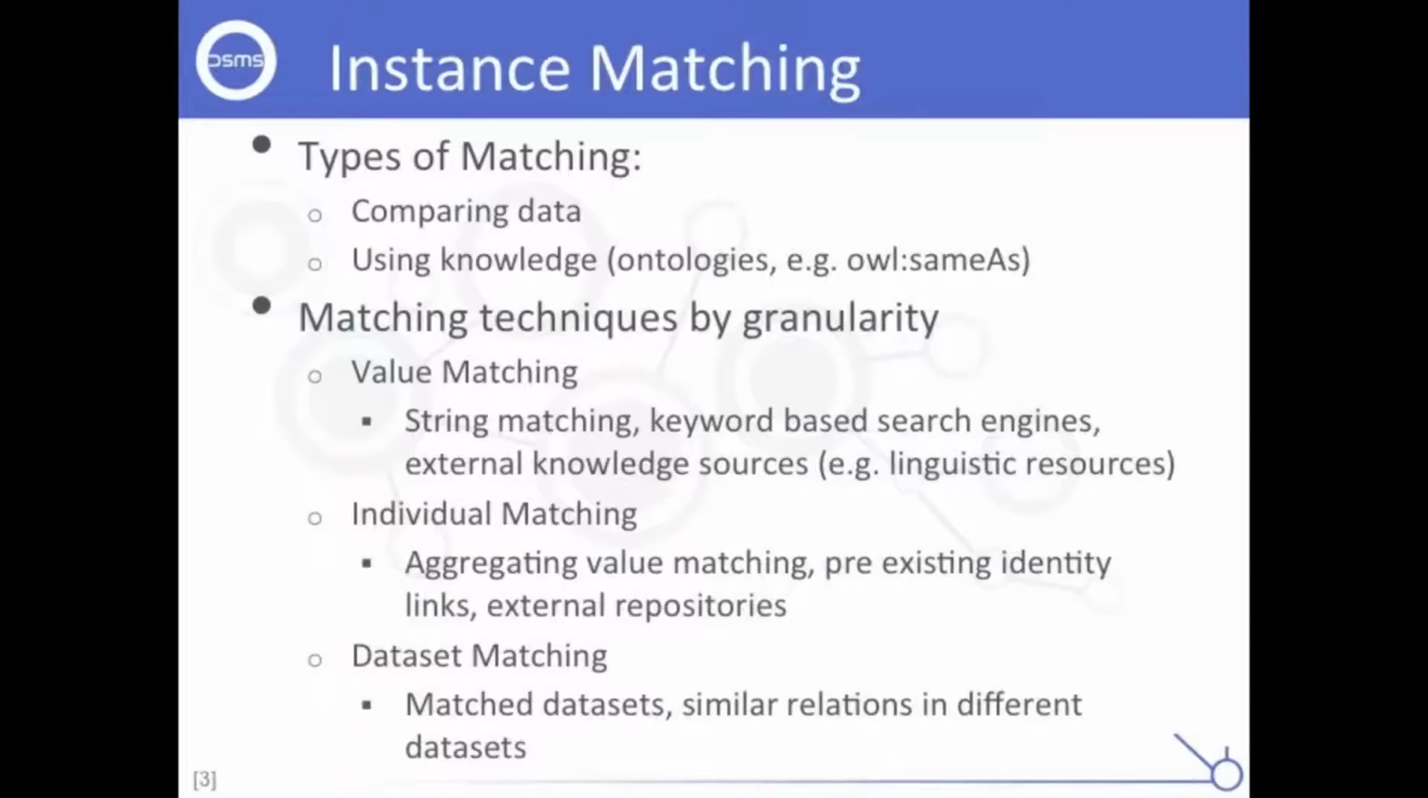In order to match data, we use instance matching. The types of matching are: one, comparing the data, or using knowledge provided by, for example, ontologies.